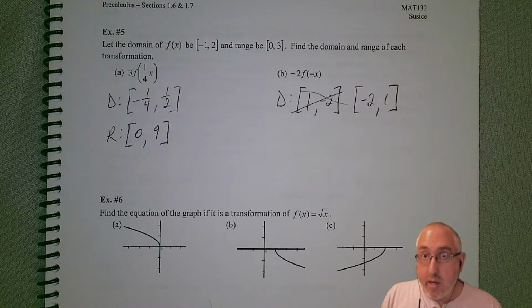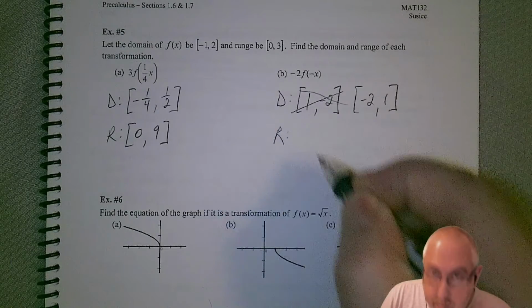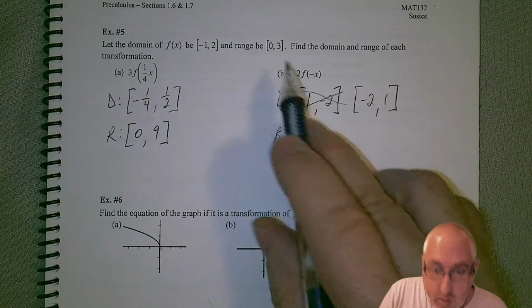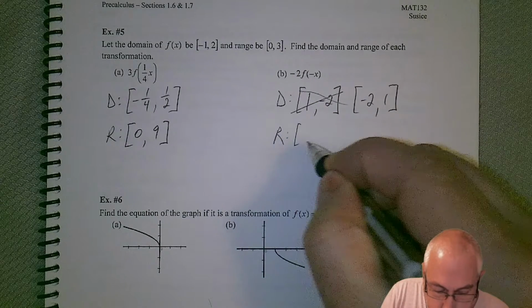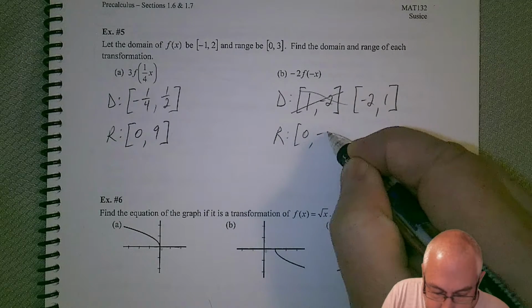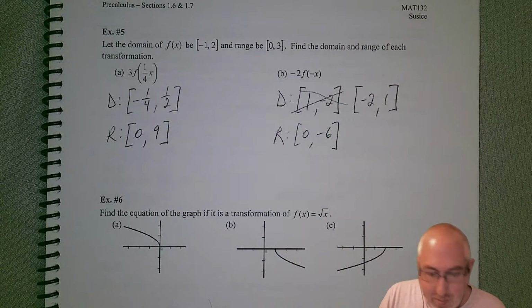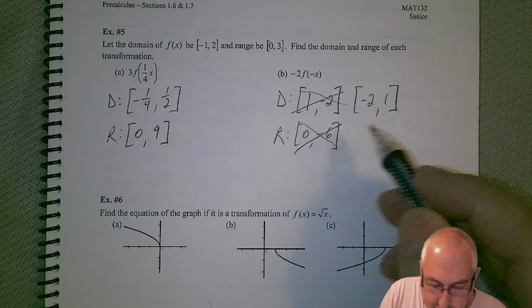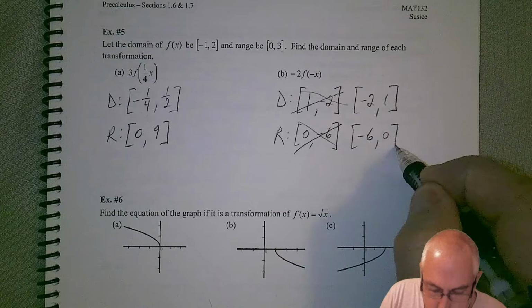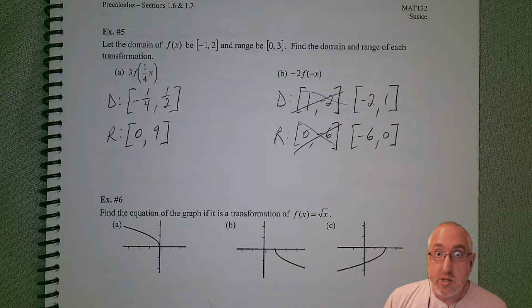So there should be our domain, and now our range, remember, is affected by this -2. So 0 times -2 is 0. 3 times -2 is -6. But we got the same problem, right? So we can't write it like that. We have to flip them around. And that's it. That's the changes to the domain and range.